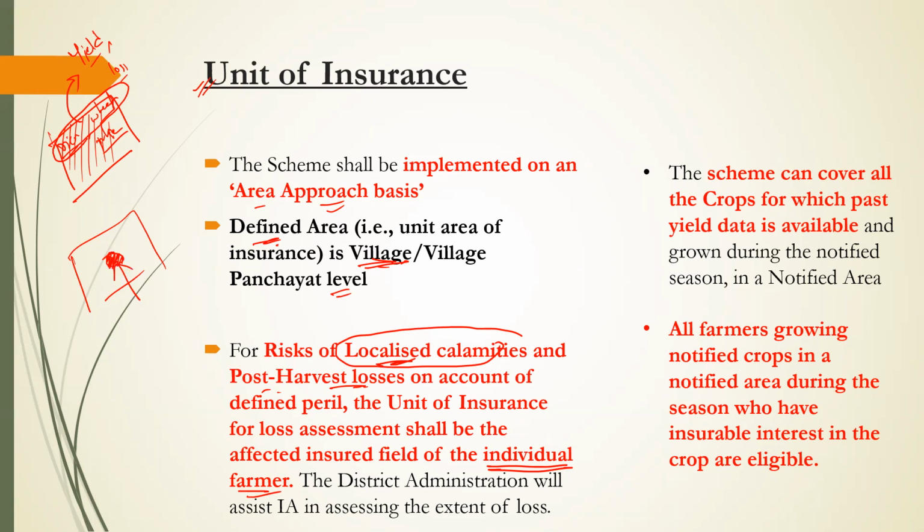How much percentage it will be there? That is assessed by the district authorities, by their physical survey. Fine. Now, the scheme can cover all the crops for which the past yield data is available. Only for those crops it is there. And all the farmers who are growing the notified crops, who have paid the premium, they are eligible for claiming the insurance. So these are the basic aspects that you should note.